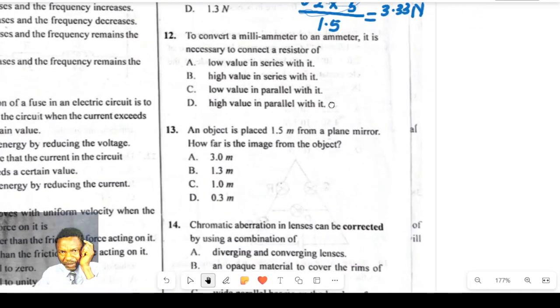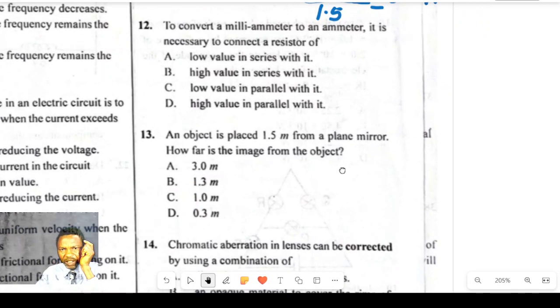Number 12. You want to convert a milliampere, that is a galvanometer, to an ammeter, that is to measure higher current. All you need to do is connect a low value resistance in parallel with it. So the answer is C.